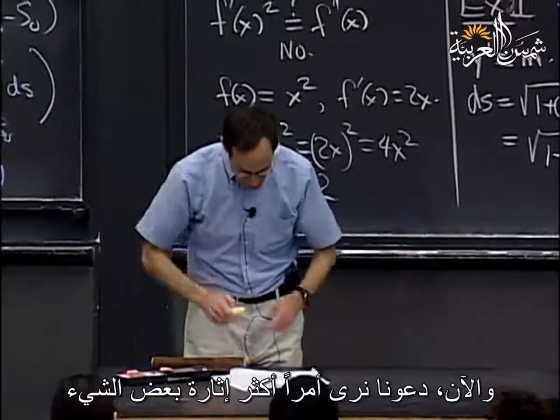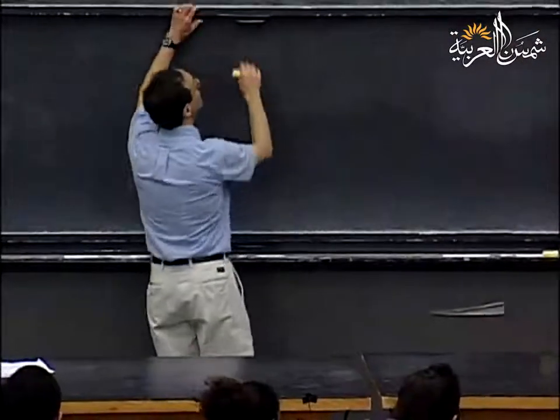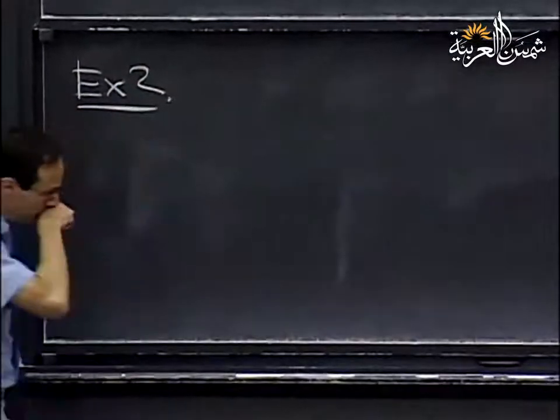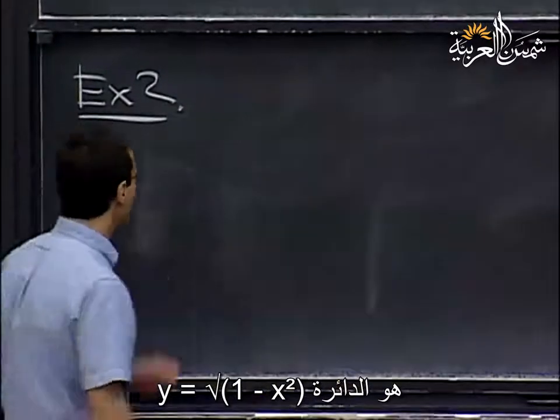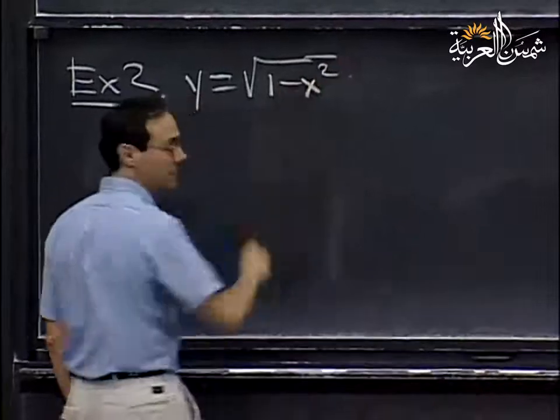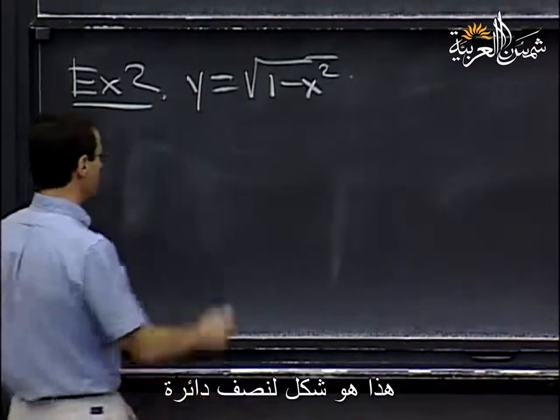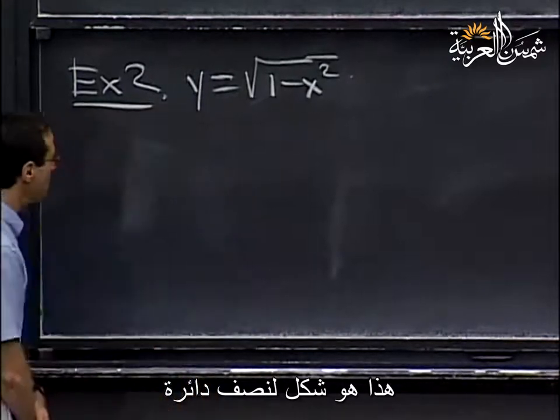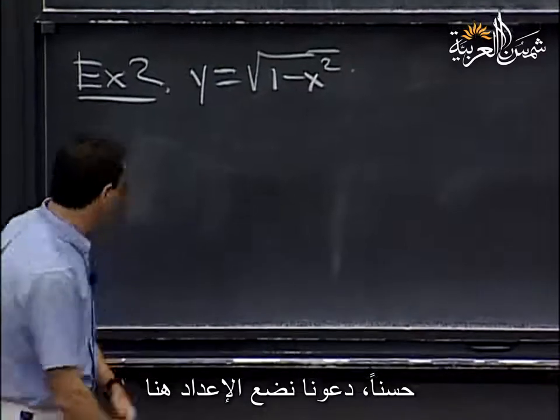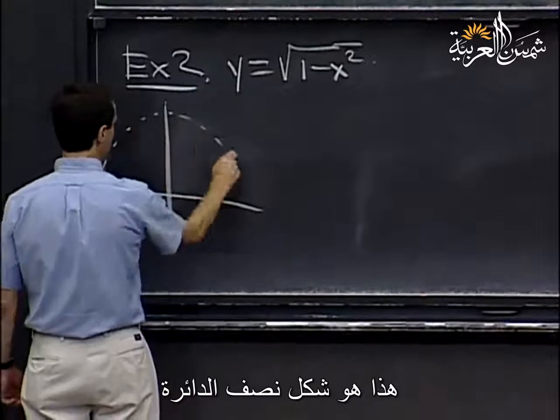Now, let's do something slightly more interesting. Our next example is going to be the circle. So y equals the square root of 1 minus x squared. That's the graph of a semicircle, and maybe we'll set it up this way. So the semicircle goes around like this.